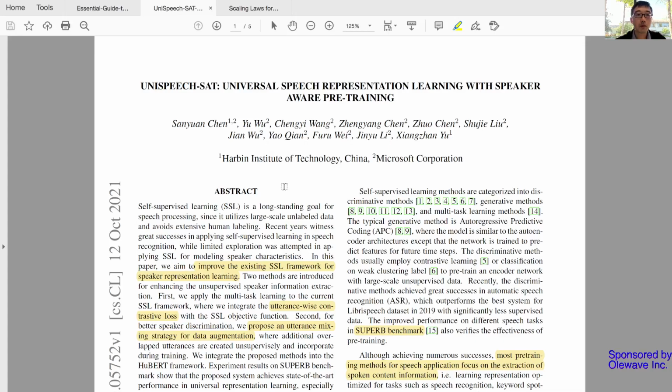Well, the first paper we'll talk about today is UniSpeech-SAT, Universal Speech Representation Learning with Speaker-Aware Pre-Training. Oh, by the way, for those of you who are first time here today, feel free to interrupt me if you have any questions, because I wish that we can not only listen to me reading this paper, but also foster a discussion group.